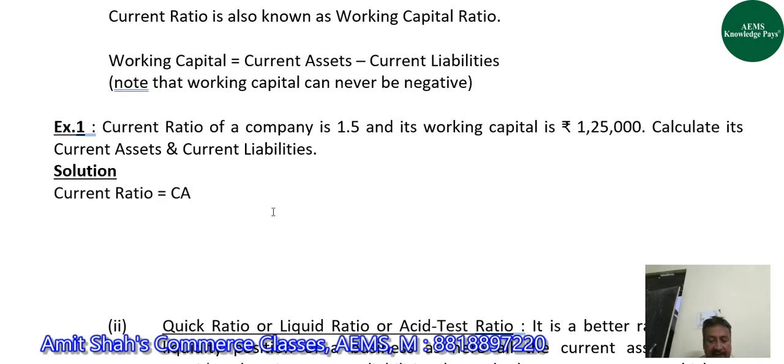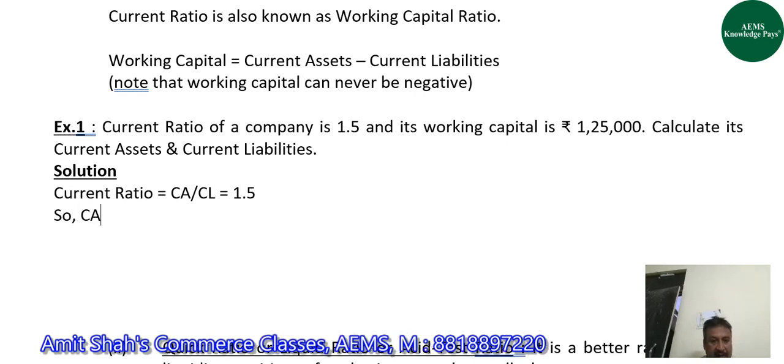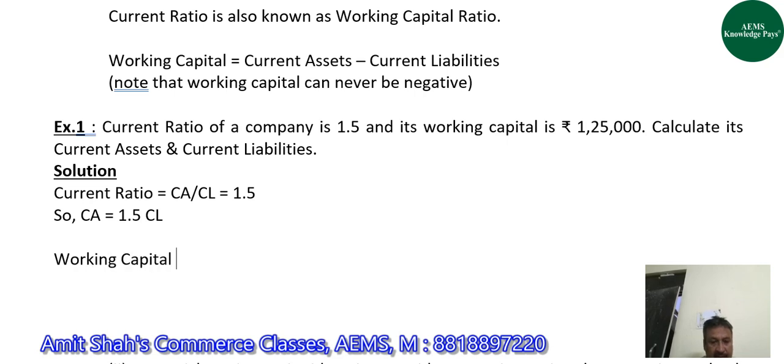Current ratio is current assets upon current liabilities, and that is 1.5. So current assets is 1.5 times of current liabilities. From this equation, I have shifted CL to the right hand side. So now it has become 1.5 CL. Correct or not?